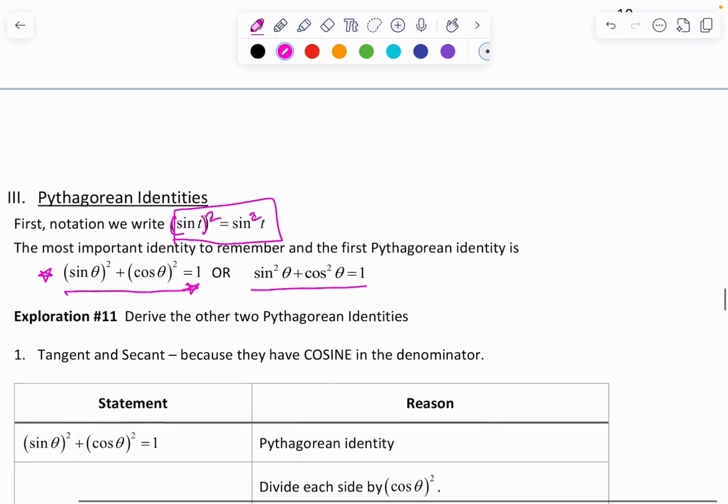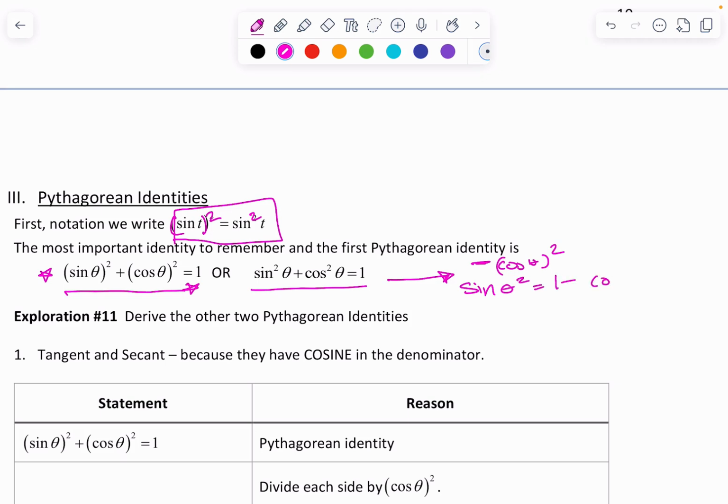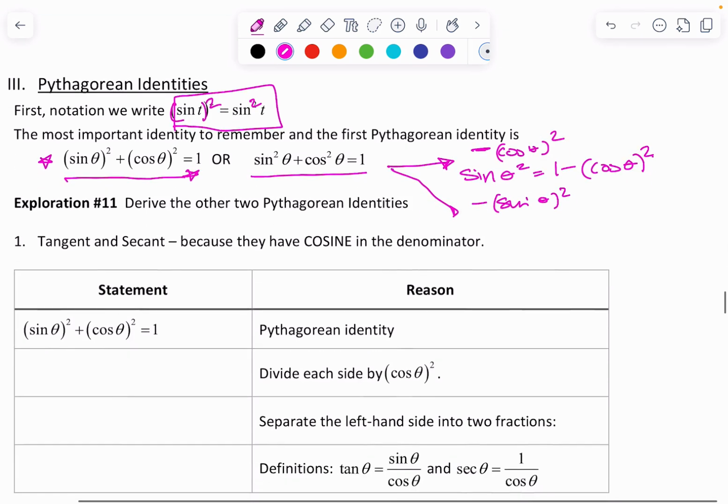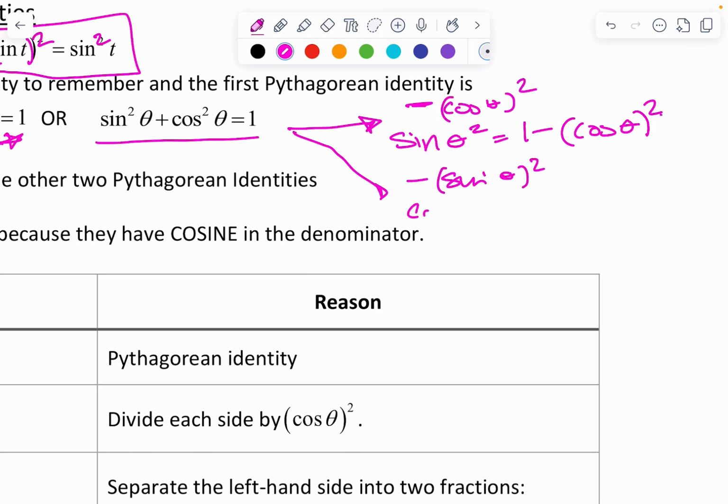Okay, I want to derive two other Pythagorean identities. Before I do that, though, I'm just going to remind you that from the one we already know, we have two choices. We can subtract cosine of theta squared, and that gave us sine of theta squared equals 1 minus cosine of theta squared. Or we can subtract sine of theta squared, and that gives me my identity that says cosine of theta squared is equal to 1 minus sine of theta squared.